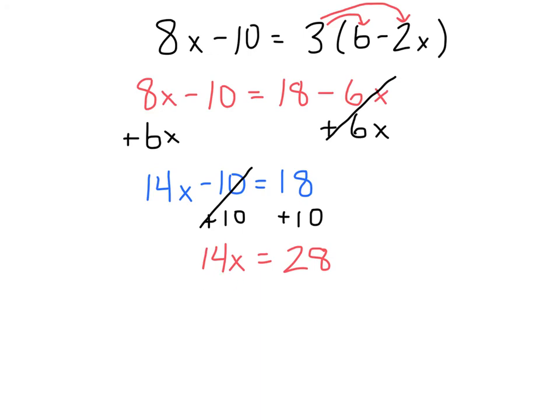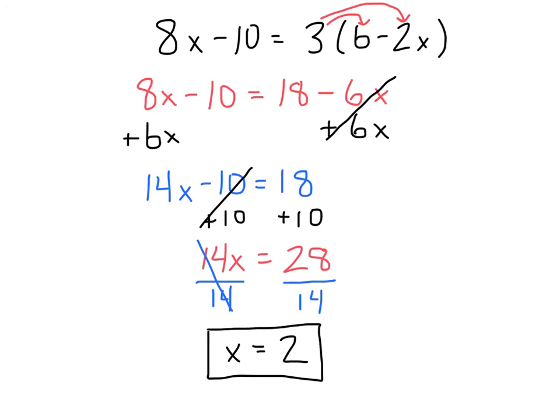Remember, the opposite of multiplication is division, so we're going to divide 14x by 14. If we do that to the left side of the equation, we have to divide the right side of the equation. So the 14's cancel out. All we have left is x, and 28 divided by 14 is 2. So our final answer, x is equal to 2.